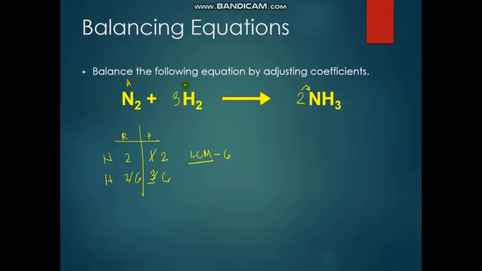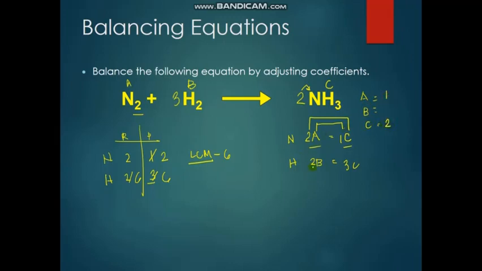So we have the variables A, B, C. List down the elements: nitrogen, hydrogen. So nitrogen is found in A, which is composed of 2 atoms. And the other side, we have another nitrogen, which is only 1, so C. Next, hydrogen is 2, so 2B is equal to 3C. Let's pick one. So say for instance, let's have the first one. We're going to get the ratio. So A is equal to 1, C is equal to 2.